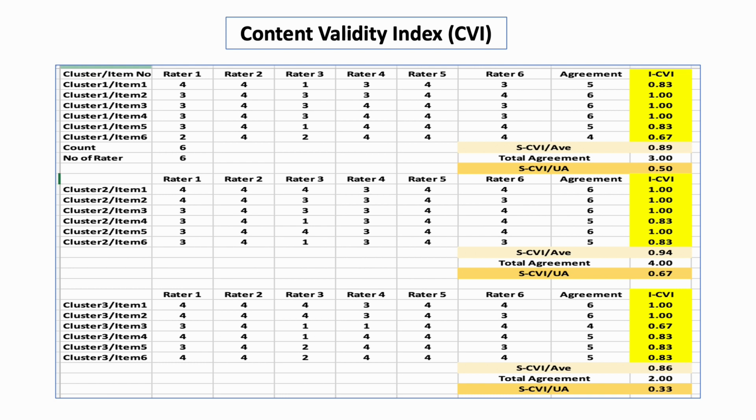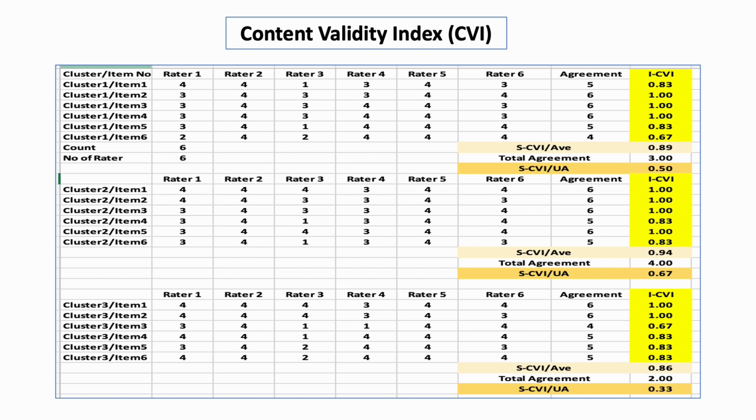And an average of all this would be the scale CVI average. So all the ICVIs added up and divided by the number of items will determine the SCVI, or the scale CVI, right? So this here has been determined to be 0.89.